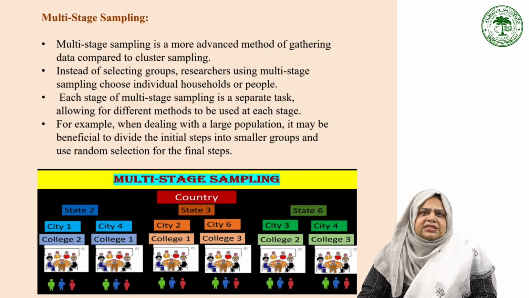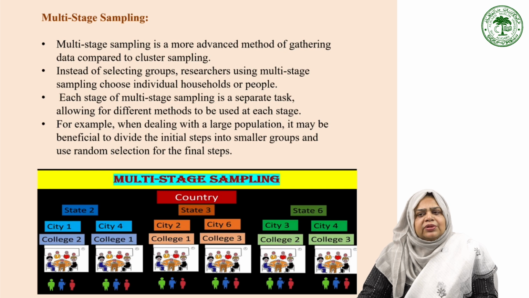Next is multi stage sampling, which is a more advanced method of cluster sampling. It is used in statistics to take samples in stages, using smaller and smaller groups at each stage. That is why it is known as multi stage sampling. It can be a bit complex because it involves dividing the population into clusters and then randomly selecting one or more clusters to sample from.